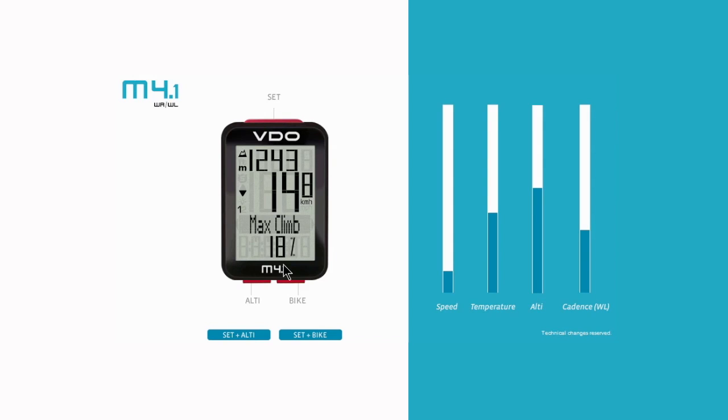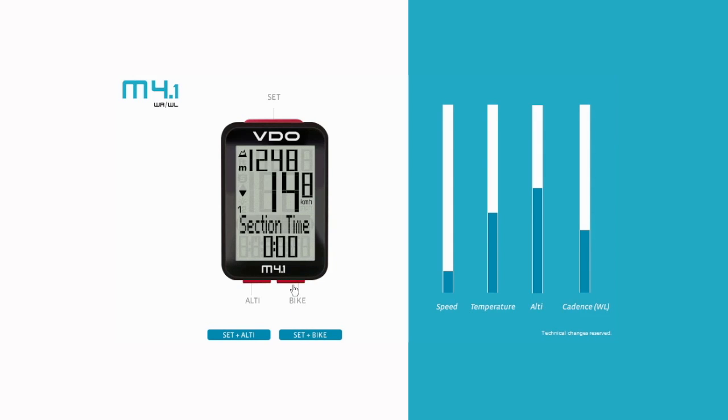Push the Bike and Set buttons simultaneously to start the trip section counter. The S icon then appears on the display and the trip section time is shown right away. Push the Bike and Set buttons again to stop the trip section counter. Push and hold the Bike button to reset the trip section counter to 0.